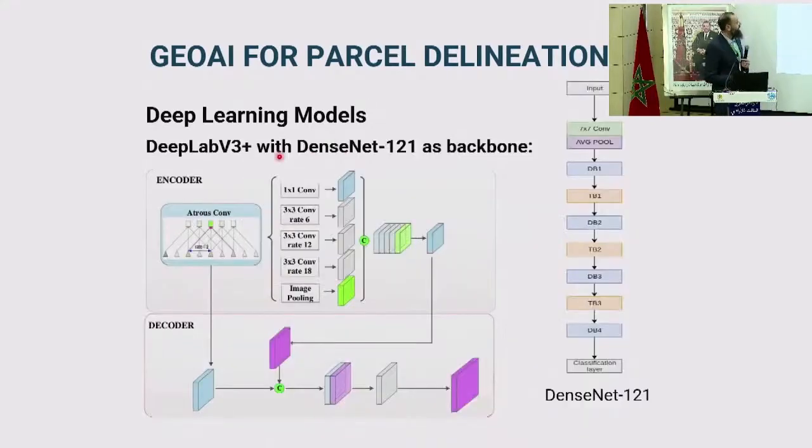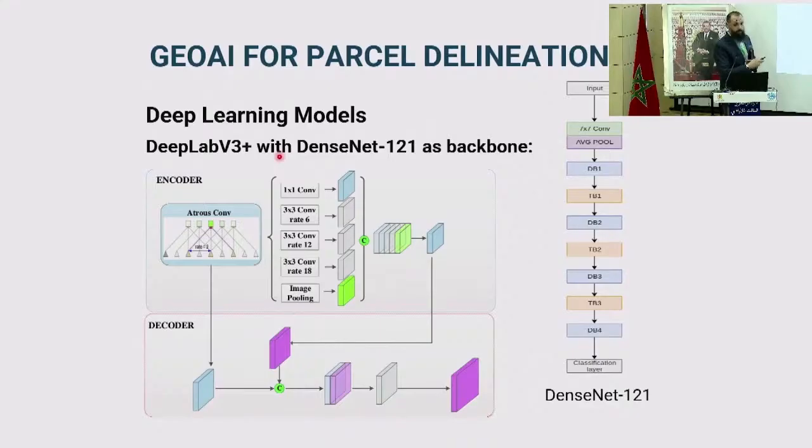And the third one is DeepLab v3 with DenseNet as a backbone. When we talk about a backbone, it means it's an already pre-trained model that we can use in our architecture, which is a good thing because it has already been trained on a huge data set of images.